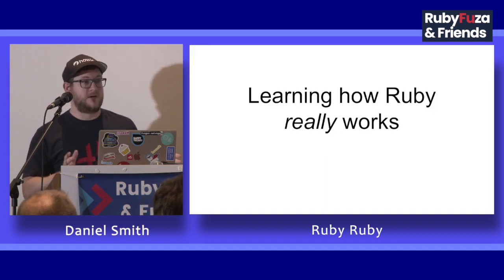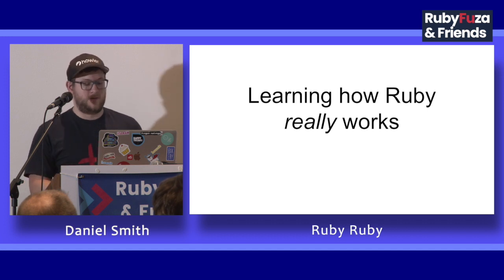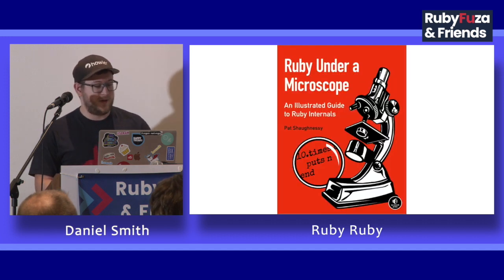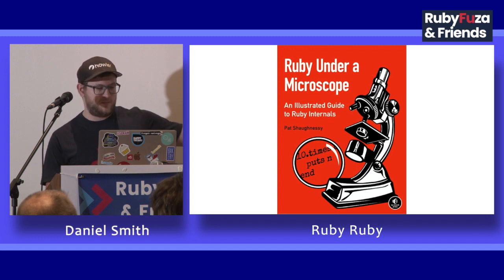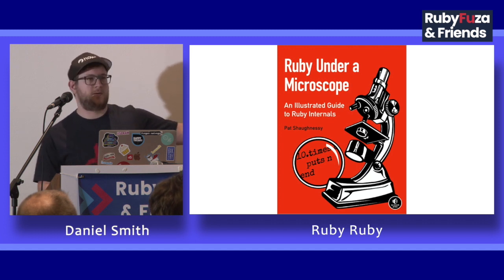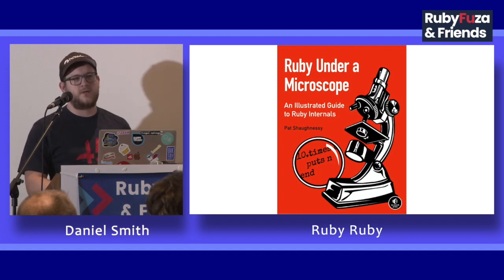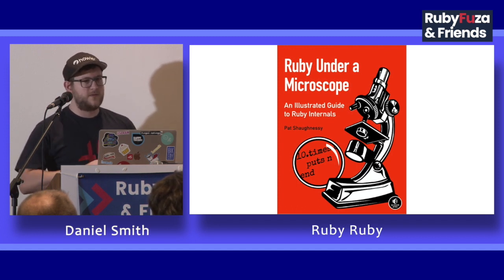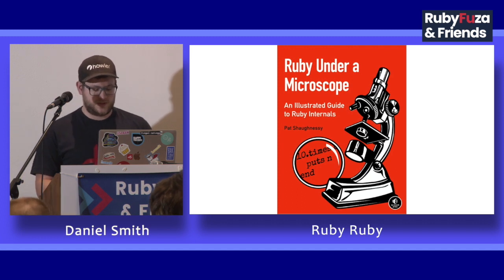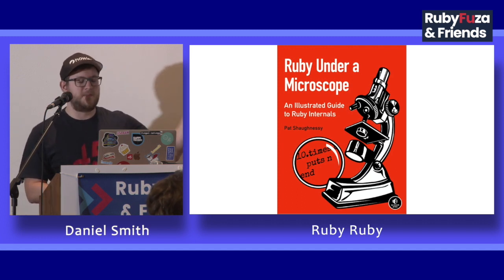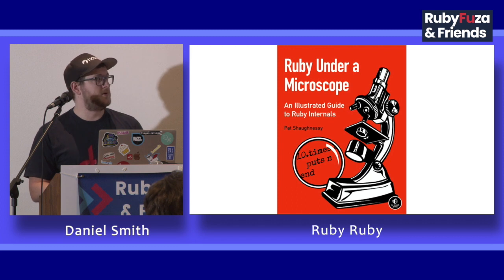Well, I had to learn how Ruby really works. There's this wonderful book by Pat Shaughnessy, I think I'm pronouncing that right, Ruby Under a Microscope. It's a bit older, I think it's from 1.9, but most of the way that everything works is pretty much still the same nowadays, and it's amazing. I would not have been able to do this without this book.